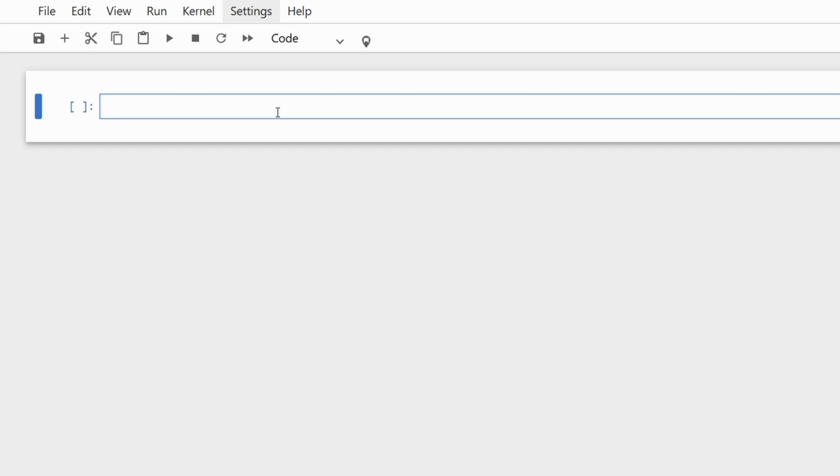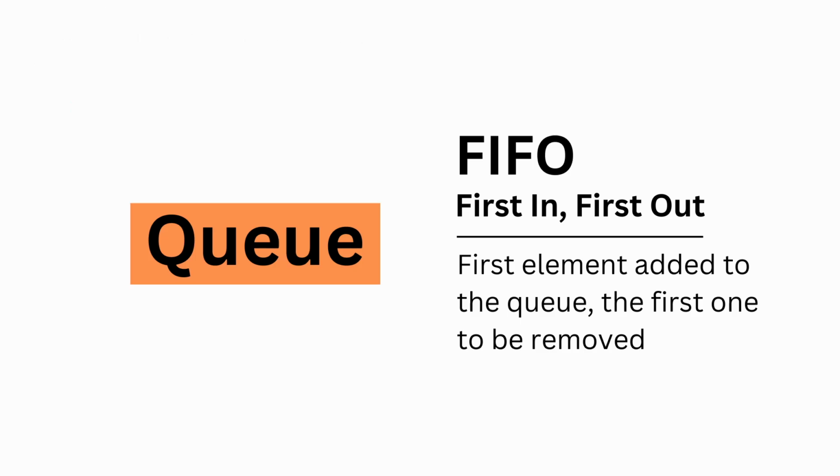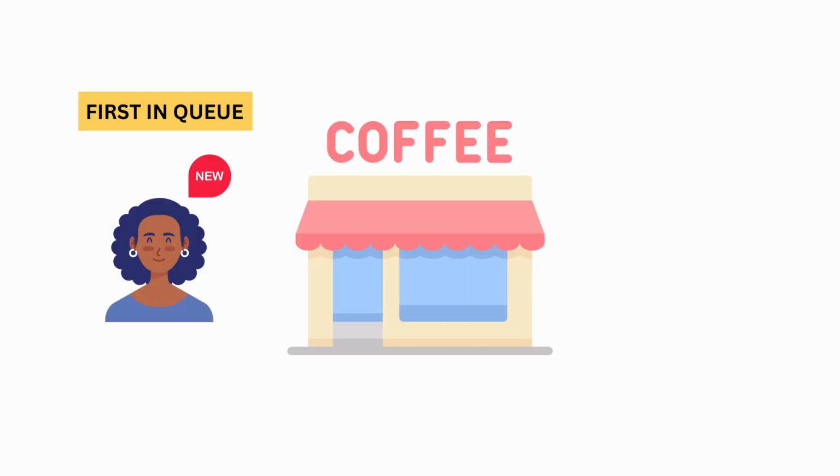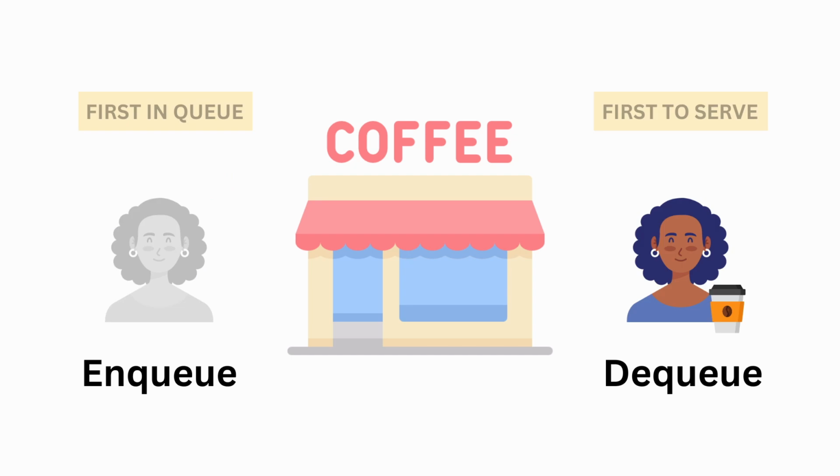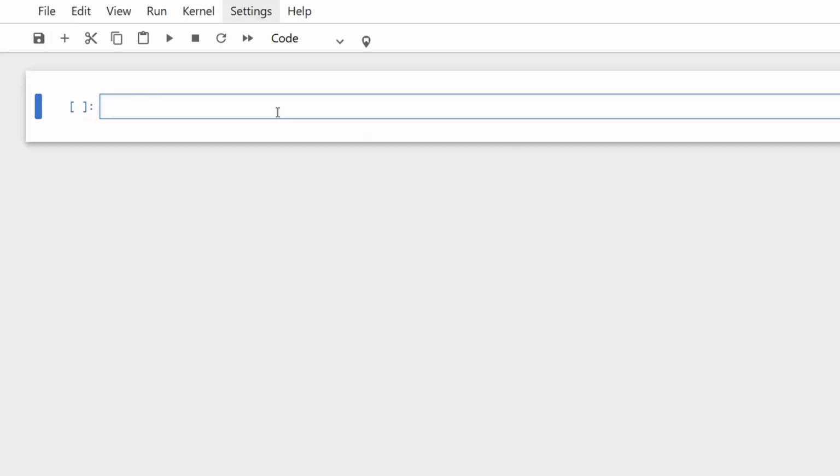First off, let's discuss what a queue actually is. A queue is a linear data structure that follows the first in, first out principle. This means the first element added to the queue will be the first one to be removed. You can think of it like a line at a coffee shop. The first customer in line is the first one being served. Python doesn't have a built-in queue data structure, but we can easily implement one using lists.